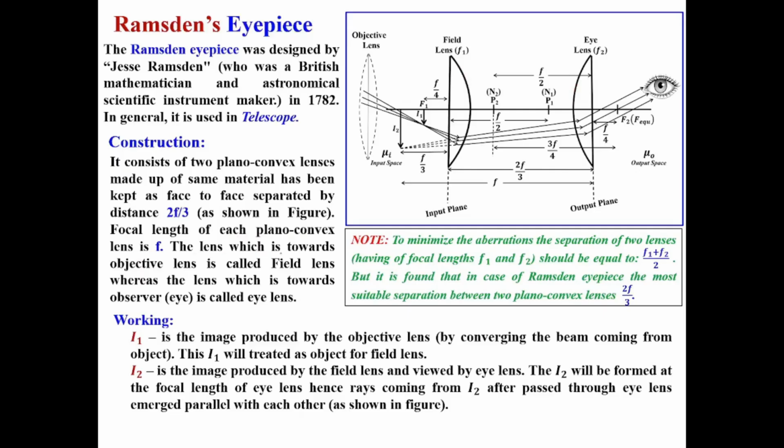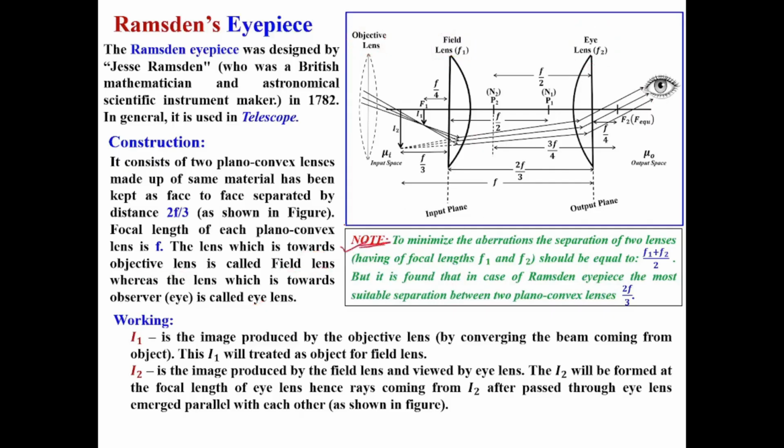The lens which is towards the objective lens is called the field lens, whereas the lens which is towards the observer is called the eye lens. So this lens towards the objective lens is called the field lens. This lens towards the observer or eye is called the eye lens. Here, one note I have written.